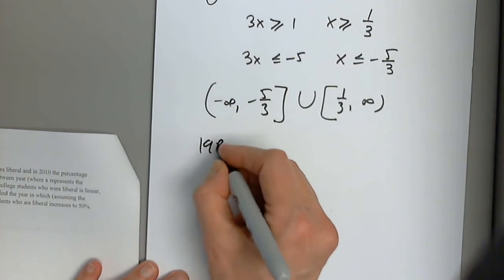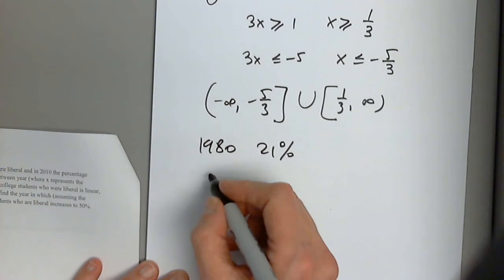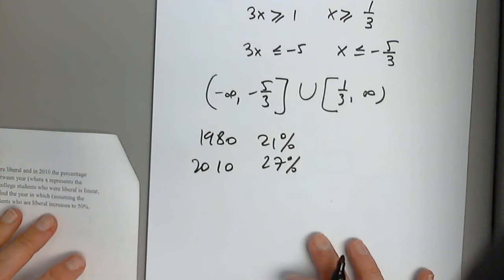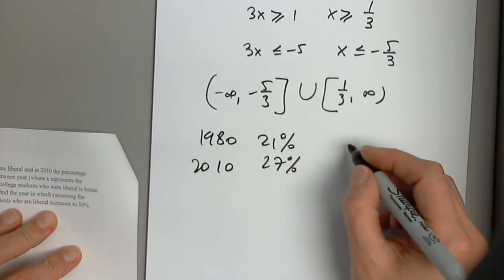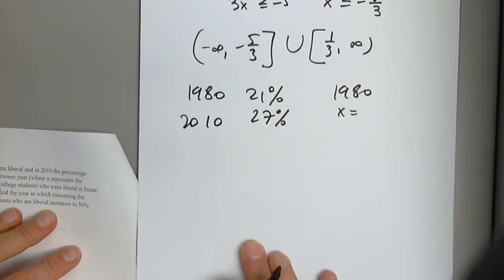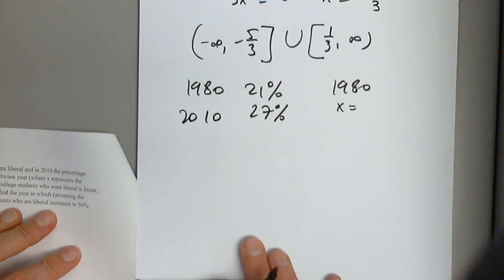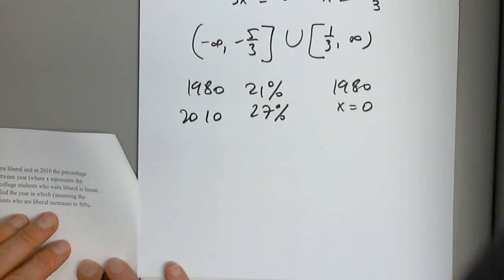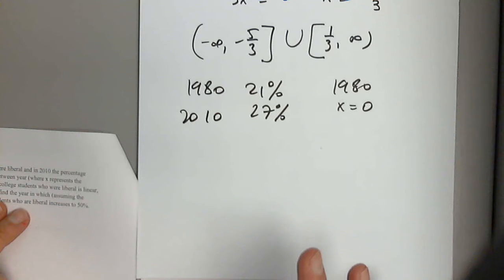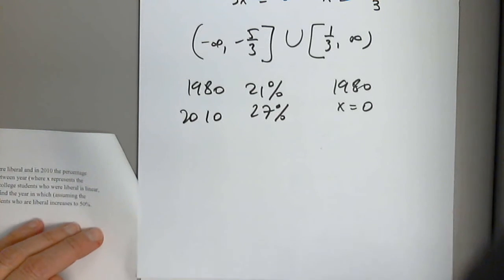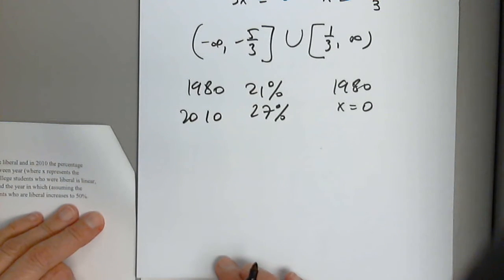So in 1980, 21%. In 2010, 27%. The X represents number of years since 1980. What does 1980 represent? 0. Very good. And percentage of students who are liberal is linear. Find the linear function that fits the data. And then find a year in which the percentage of college students who are liberal, assuming the model still holds, increases to 50%.